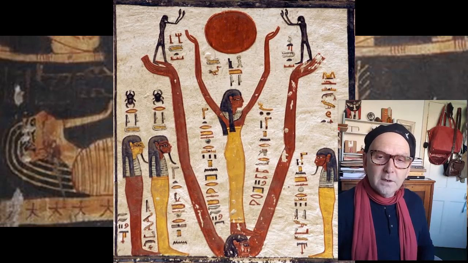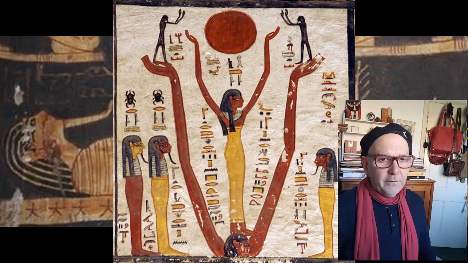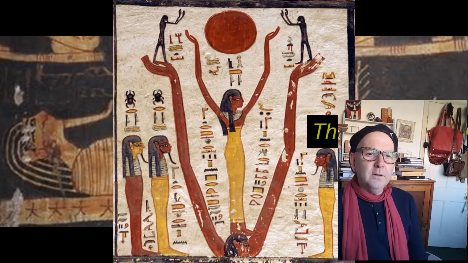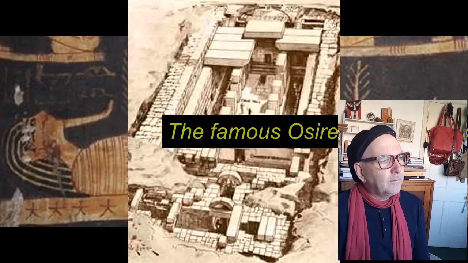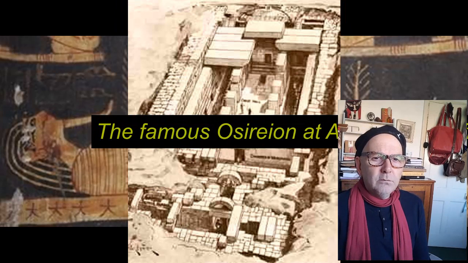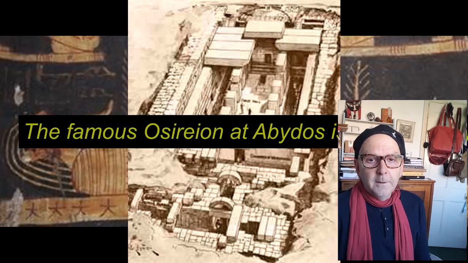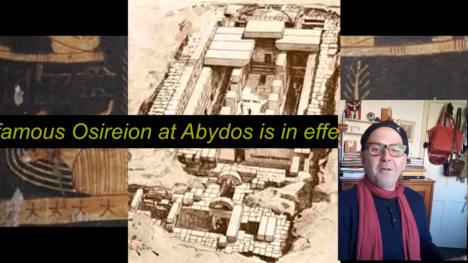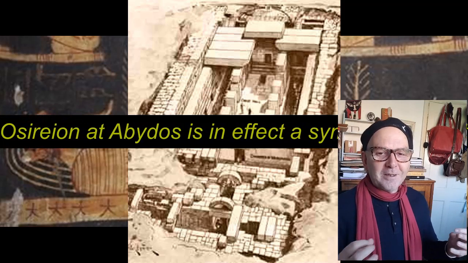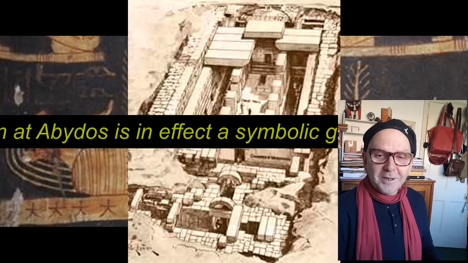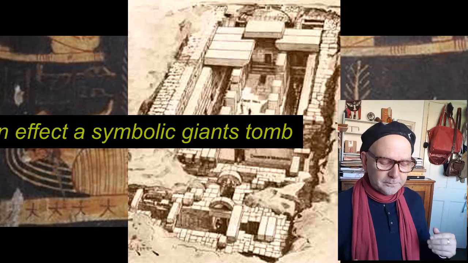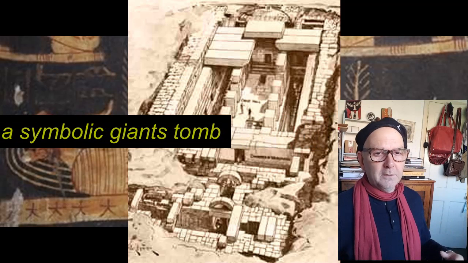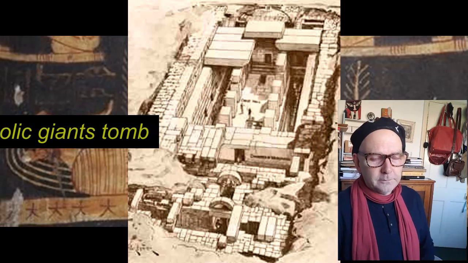It's not just an accident that they are depicted as giants. As I say, the famous Osirion at Abydos is in effect a symbolic giant's tomb. Well, because you couldn't actually bury a giant, they're not saying they actually have figures. Well, they do it at a sort of psychic level. But the whole thing is arranged on quite a colossal scale, much bigger than life scale. There's a kind of overview of it.